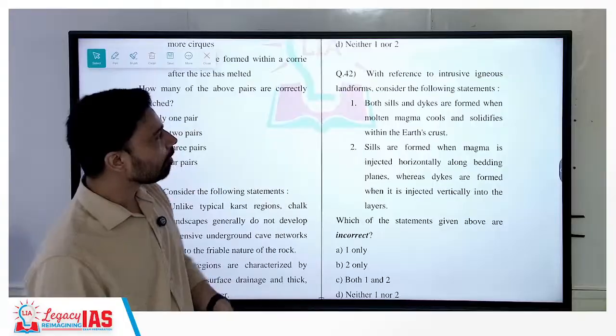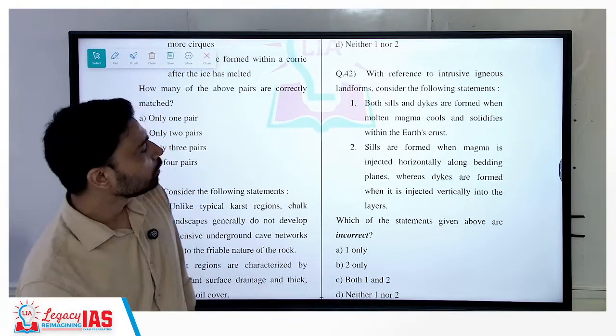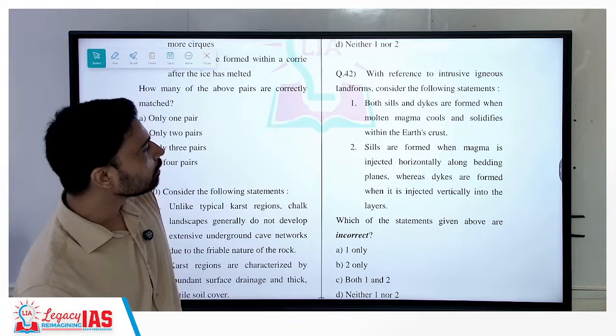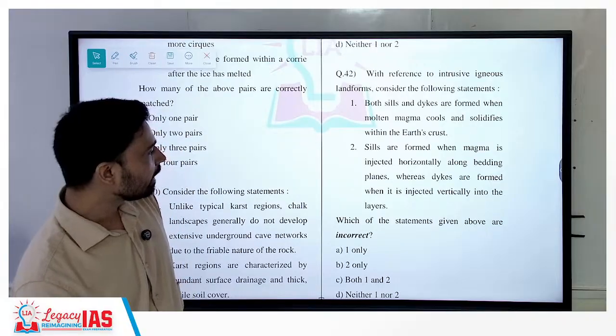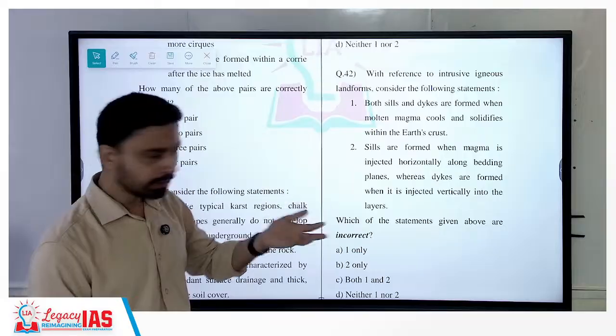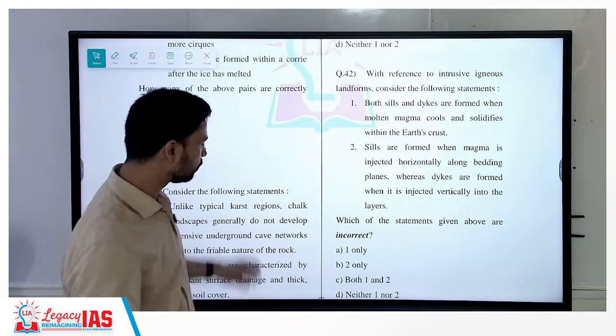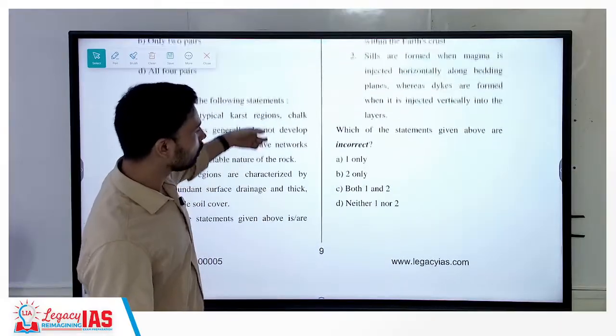Intrusive igneous landform. Where are they developing? Below the surface due to magmatic cooling. Both sills and dikes are formed when molten magma cools and solidifies within the Earth's crust. Correct. Sills are formed when magma is injected horizontally, whereas dikes are formed when it is injected vertically. We have drawn the map by this diagram also. So what is the correct option here? D. Okay, neither 1 nor 2.